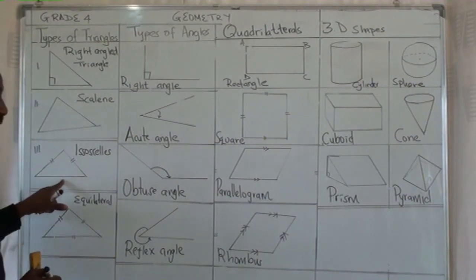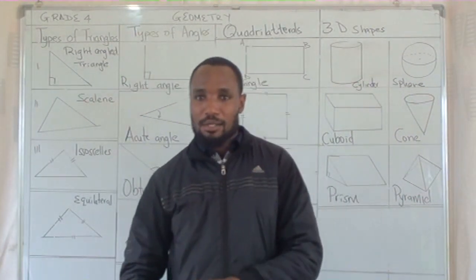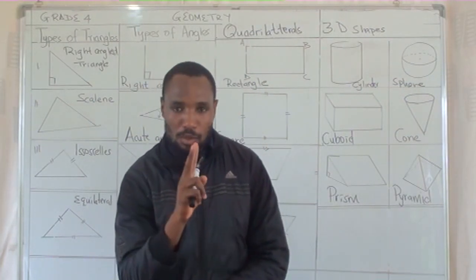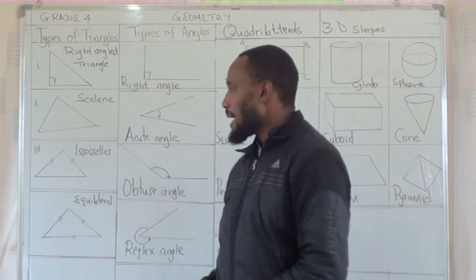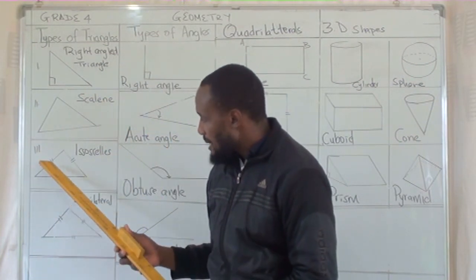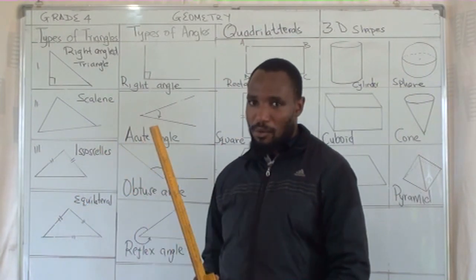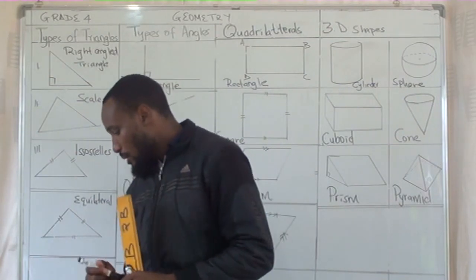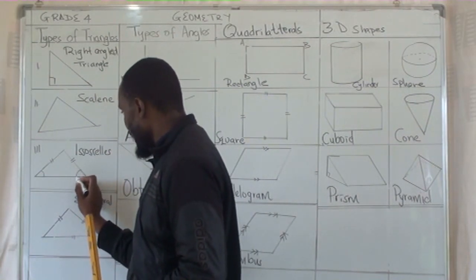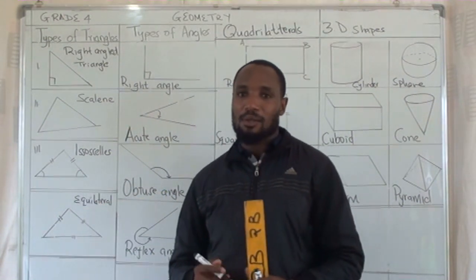Now, this is an isosceles triangle. What is an isosceles triangle? An isosceles triangle is a triangle that has two sides equal. How do you know when two sides are equal? Look here, I've put some lines here and here to show that this side and this one are equal. And also, when you go to higher levels, you're going to be told this angle here and this one are equal. That shows what an isosceles triangle is.